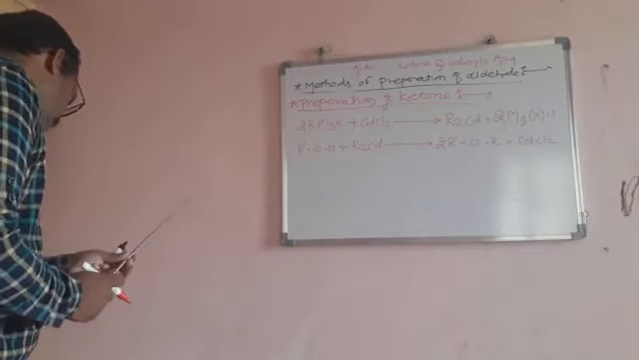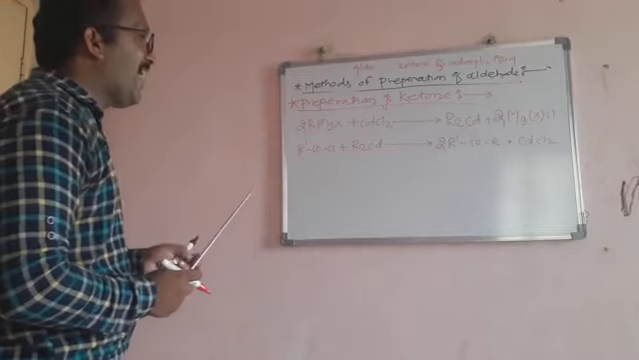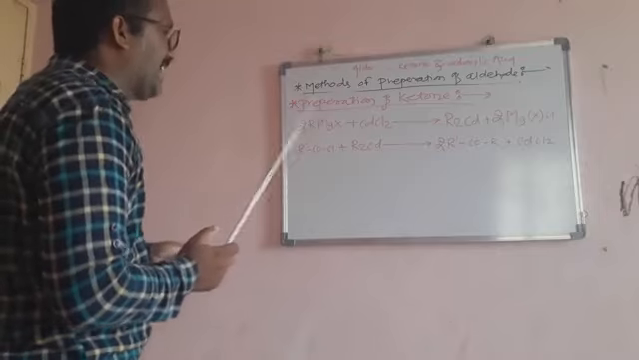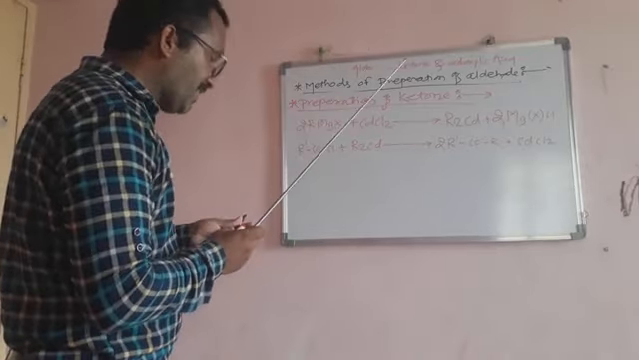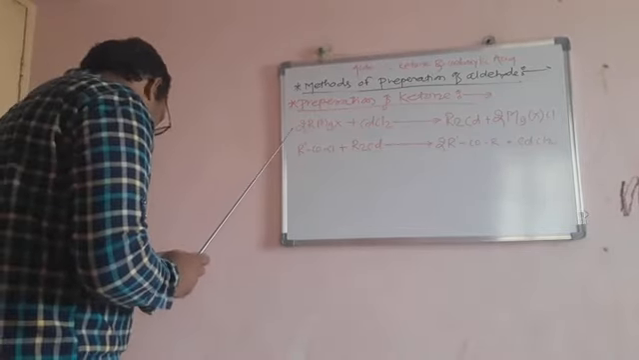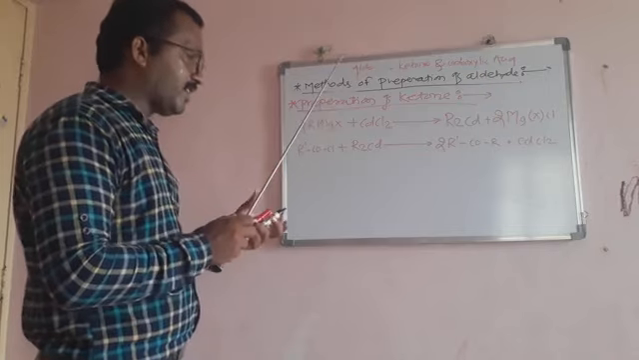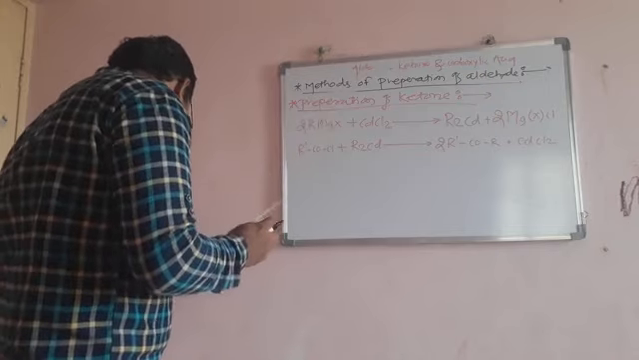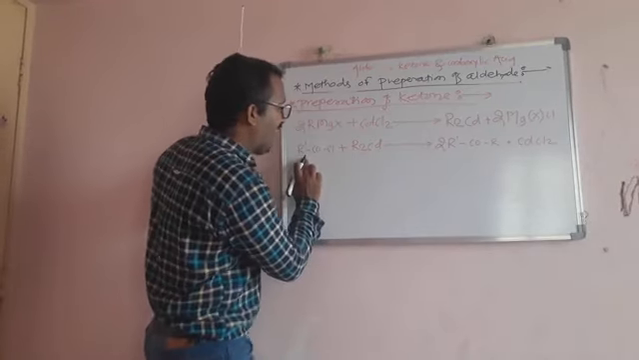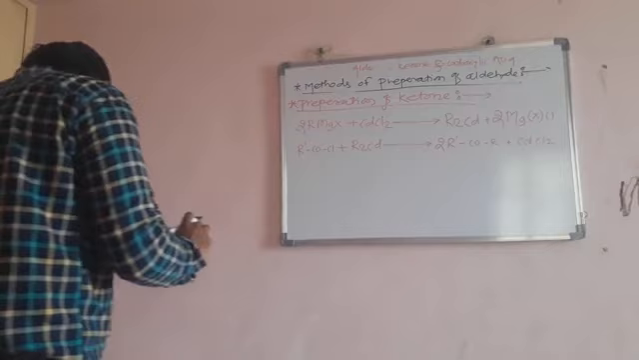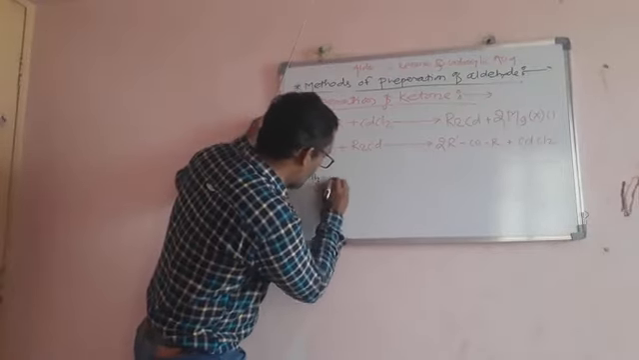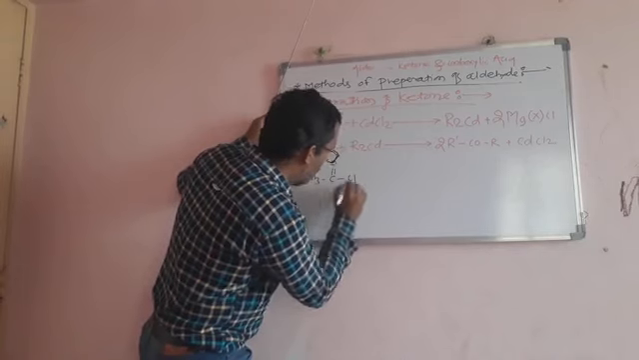In this reaction, for example, when ethanoyl chloride reacts with dimethyl cadmium, it gives the corresponding propanone. The ethanoyl chloride is CH3 C double bond O Cl.